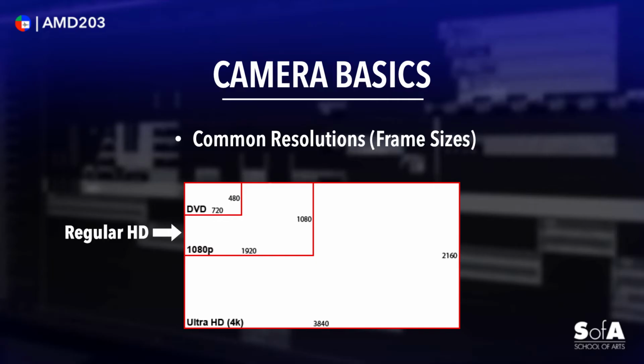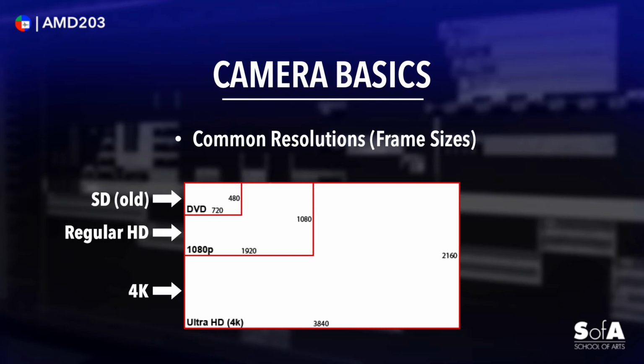So, a standard frame size resolution would be regular HD, 1920 by 1080 pixels. There are older frame sizes, standard definition, that are smaller, but those are not really used anymore. So usually people are starting with that HD size, and then it goes up from there. The next most popular size after that would be 4K.